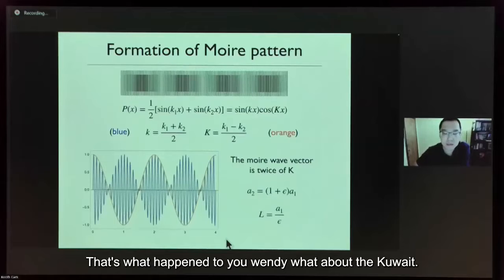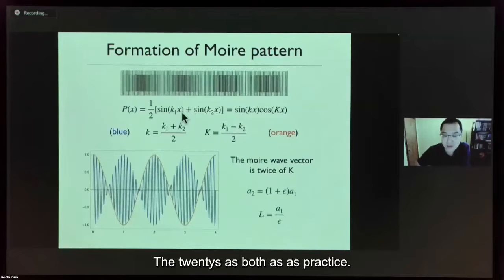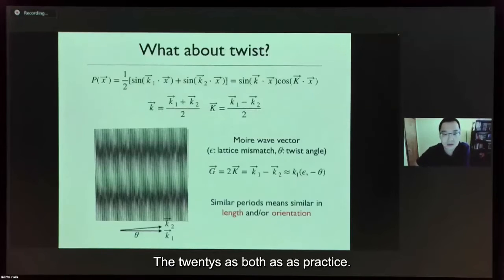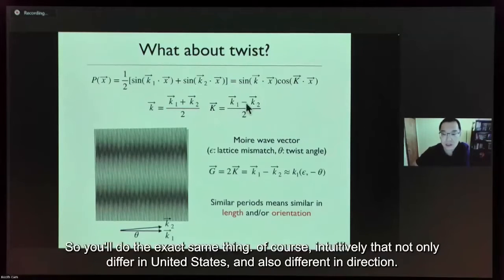So what about 2D? The 2D is the exact same. The only thing is that now you have to treat the wave vector and the position x both as vectors. So you do exactly the same thing. Of course, in 2D, K1 and K2 can not only differ in length, they can also differ in direction.